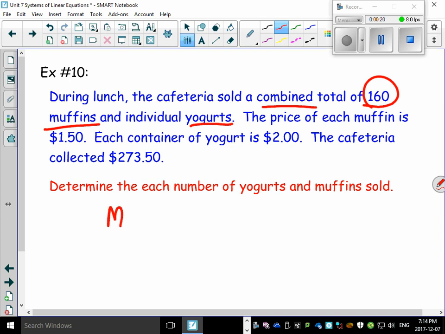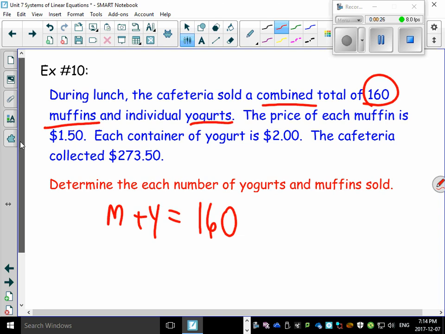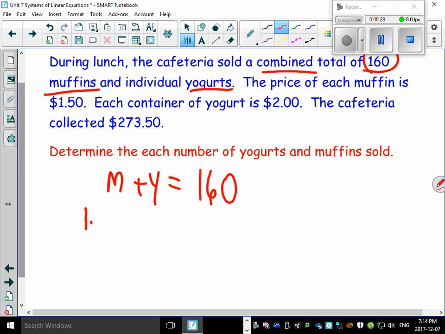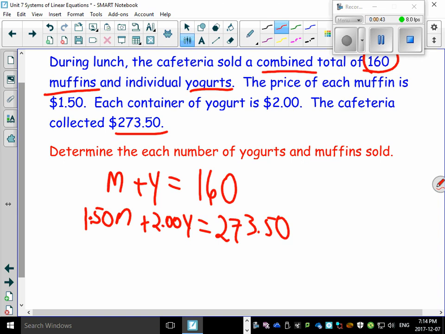Muffins plus yogurts combined gives you 160. The price of each muffin then is $1.50, so $1.50 for the muffins. And yogurt was $2, plus $2 for the yogurt, and that gives you a total of $273.50.